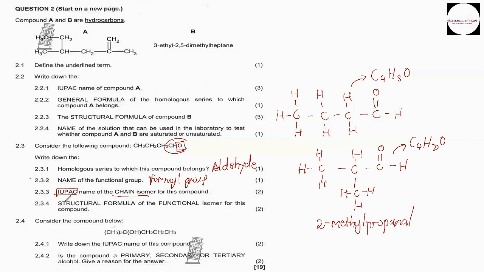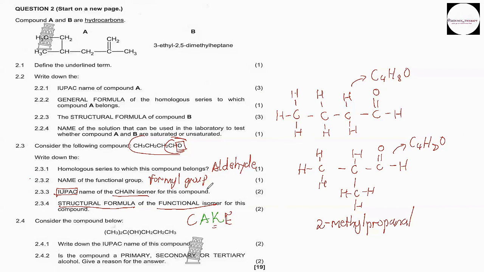Then 2.3.4 now says structural formula of the functional isomer. So if we have that this is an aldehyde, the compound that we have here is an aldehyde. We know the functional isomer to an aldehyde is a ketone. You will still remember CAKE. So CAKE simply means that your aldehyde is a functional isomer to the ketone, and your carboxylic acid is a functional isomer to an ester. So now what we need to draw here is the ketone, right?